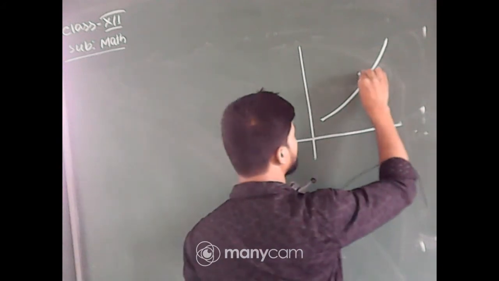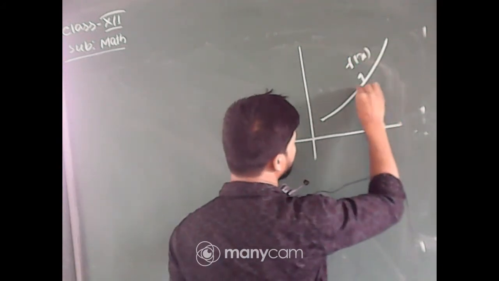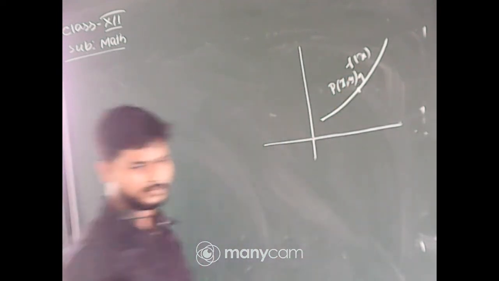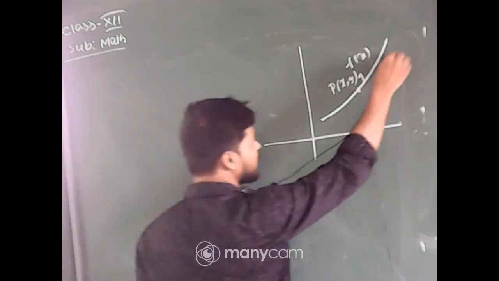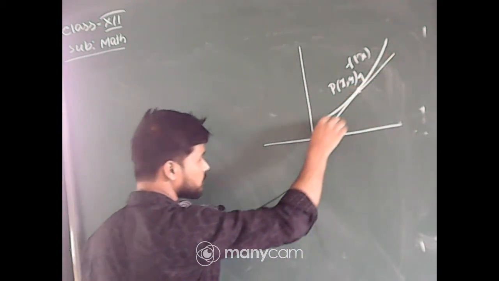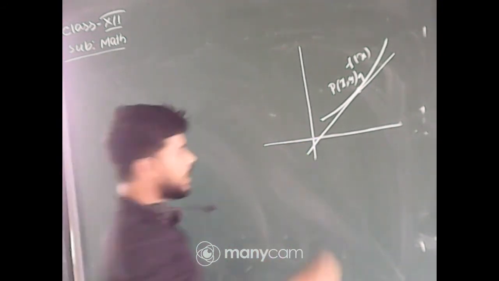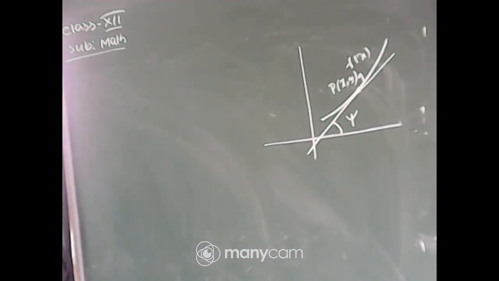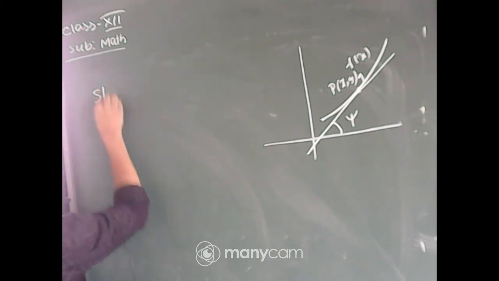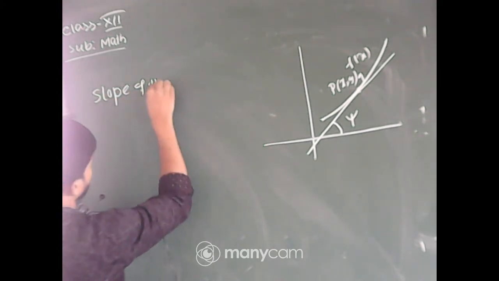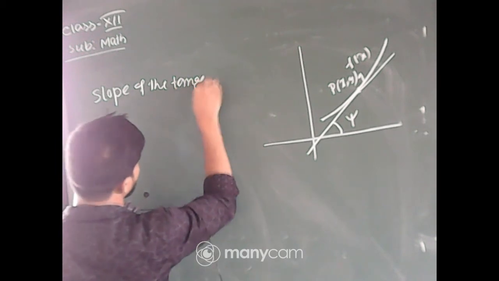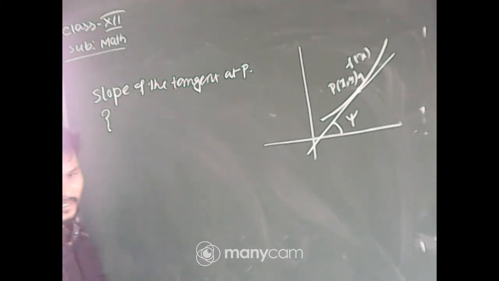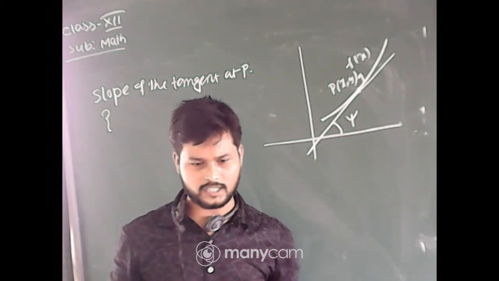This function is f of x, and let us consider an arbitrary point P whose coordinates are x comma y. Now do one thing, draw a tangent at the point P which makes an angle psi with the positive direction of the x axis. Now can you tell me what is the slope of the tangent? At the point P, what is the slope of the tangent? The line is making an angle psi with the positive direction of the x axis.